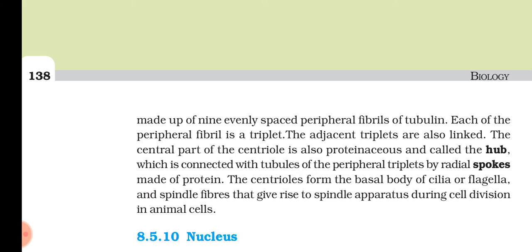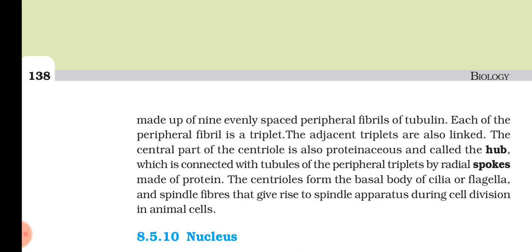The hub is connected with the tubules of the peripheral triplets by radial spokes, just like in the flagella. So the centrioles form the basal body, or the cilia or flagella originate from the centrioles.